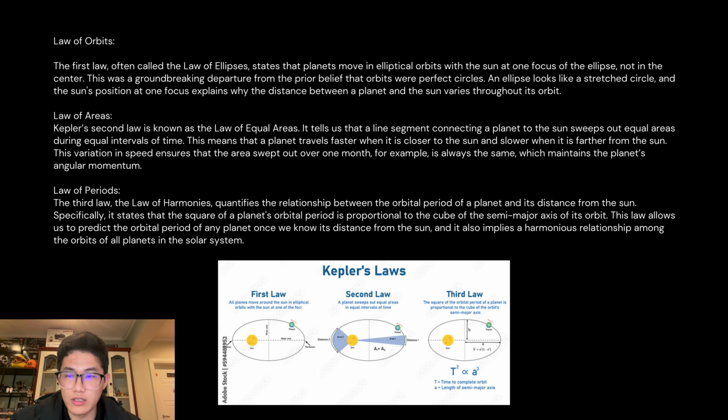And the third law is the law of periods. We also call it the law of harmonies, and it quantifies the relationship between the orbital period of the planet and its distance from the Sun. Specifically, it states that the square of the planet's orbital period is proportional to the cube of the semi-major axis of its orbit. And this law allows us to predict the orbital period of any planet once we know the distance from the Sun. It also implies the harmonious relationship among the orbits of all the planets in our solar system.